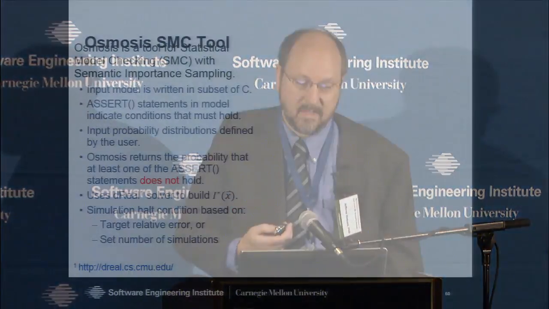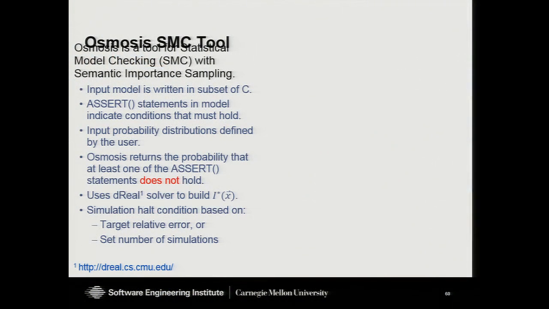So we've developed this code we call Osmosis, which uses a technique called semantic importance sampling. This is a way of analyzing the source code to create what we call an abstract indicator function that allows us to do the simulation much faster.